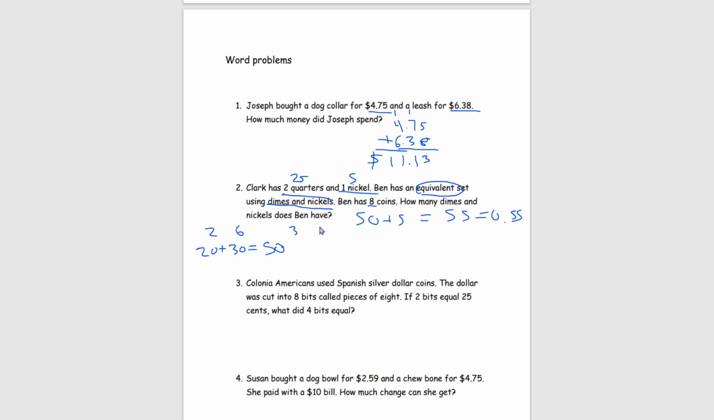So let's try 3 and 5 this time. 3 dimes is equal to 30, plus 5 times 5 is 25. Add these two together, and we get 55, which is equal to the amount of money that Clark has. So our answer for number 2 is he has 3 dimes and 5 nickels.